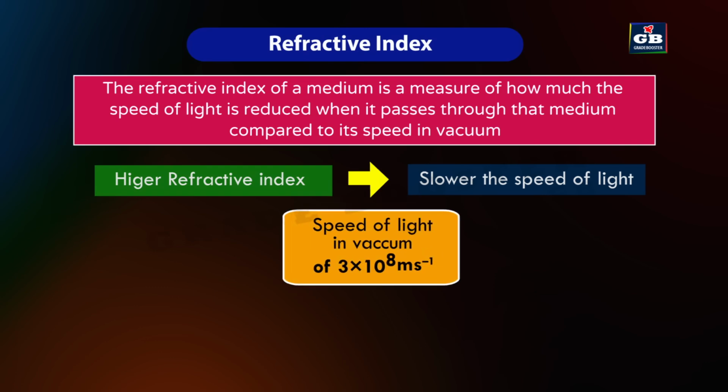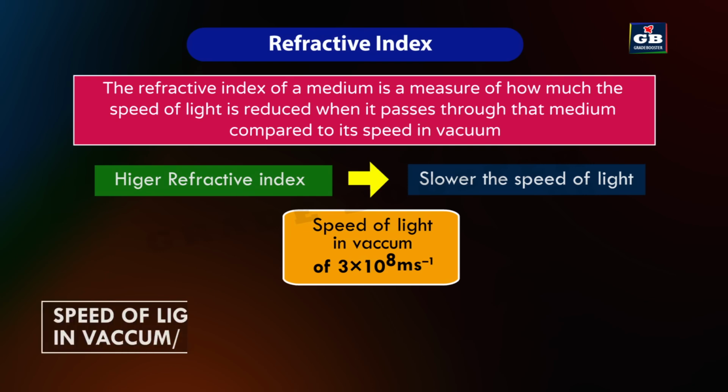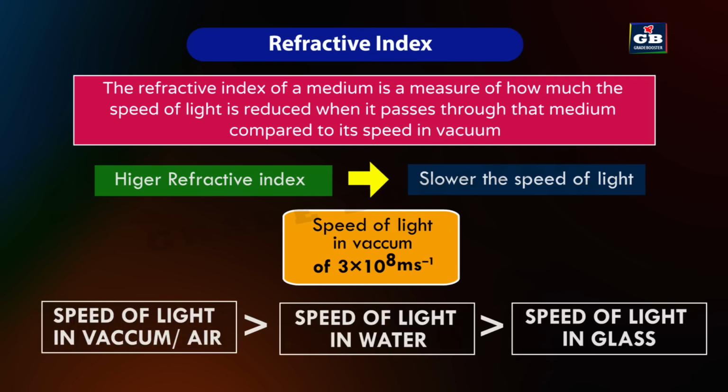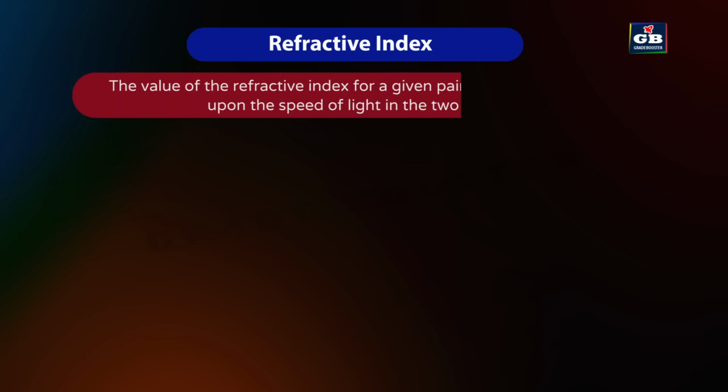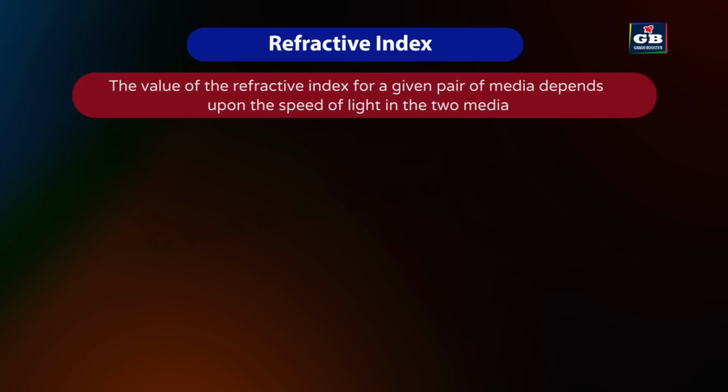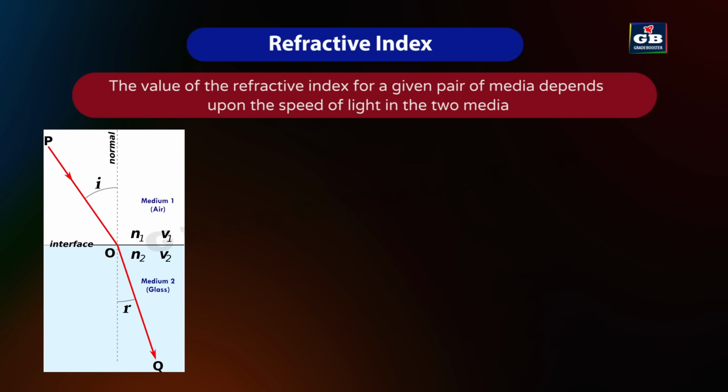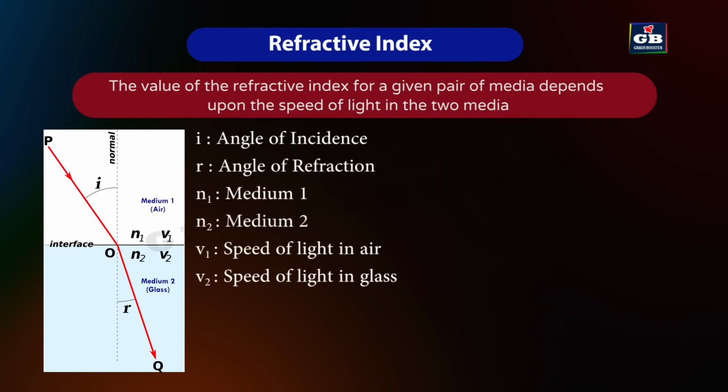Light travels faster in vacuum with a speed of 3 × 10^8 m s^-1. In air, the speed of light is only marginally less compared to that in vacuum. It reduces considerably in glass or in water. The value of refractive index for a given pair of media depends upon the speed of light in the two media. Consider a ray of light traveling from medium 1 into medium 2.